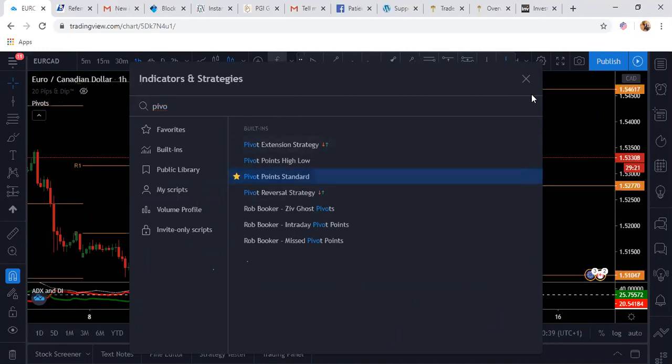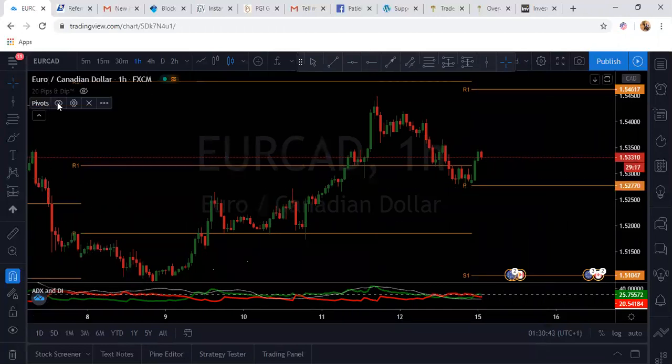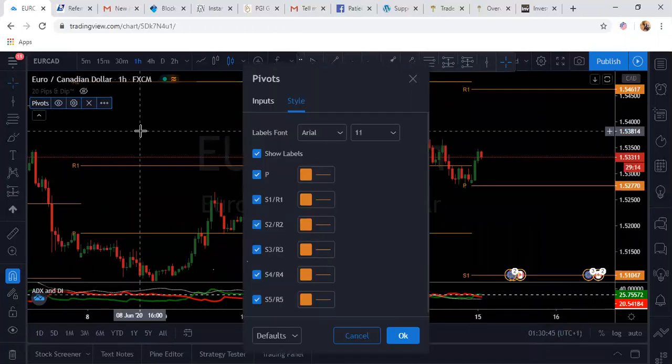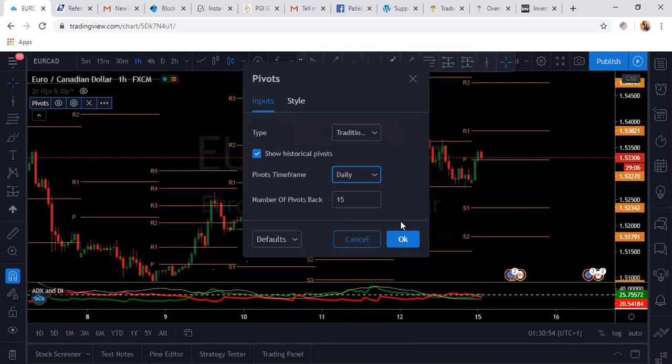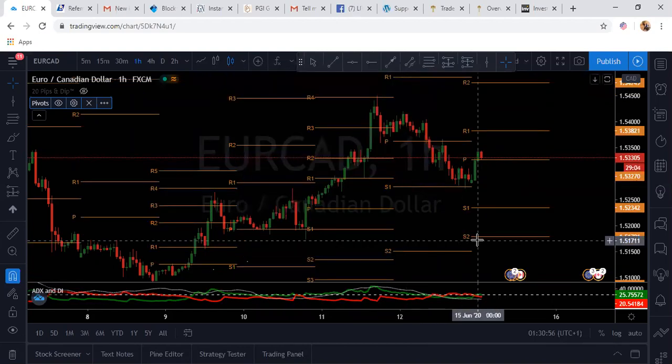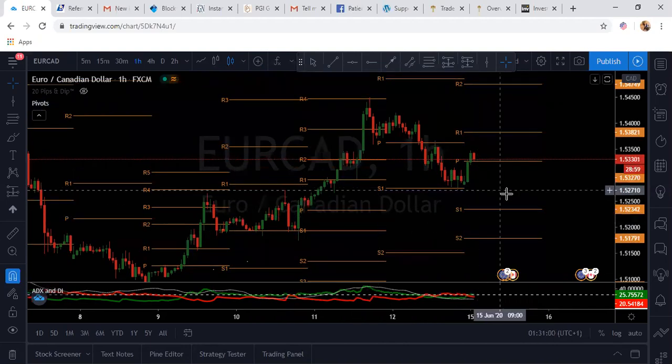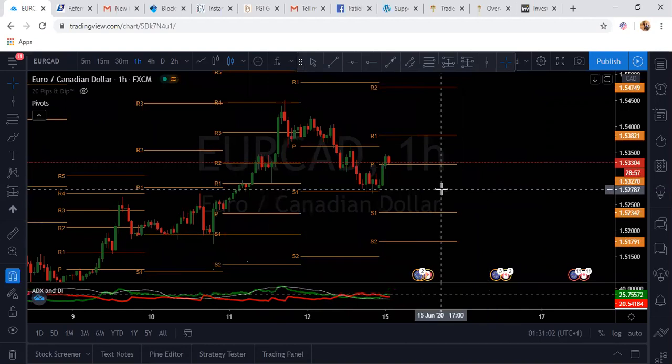You find that on your indicators. This is the pivot point standard. Usually I want to change it to the daily, and I want to be sure I'm using the traditional settings. So instead of leaving it at auto time frame, I always change it to the daily time frame. On a daily basis, this is what we call the intraday strategy. You want to be sure where the market is going or where it is coming from.